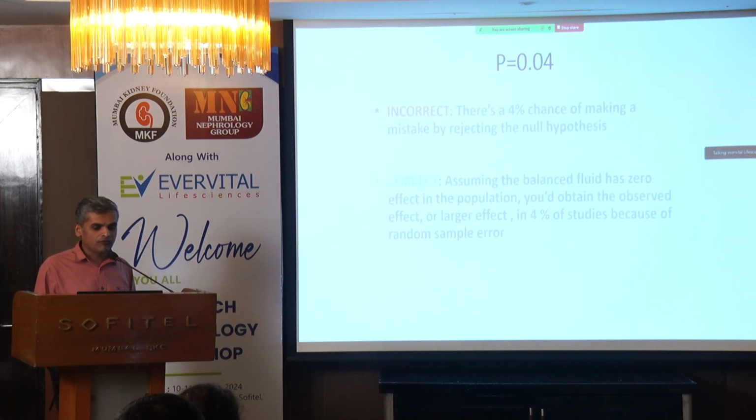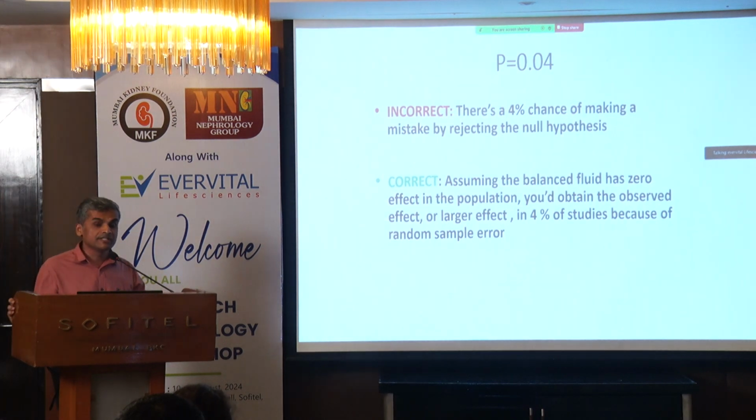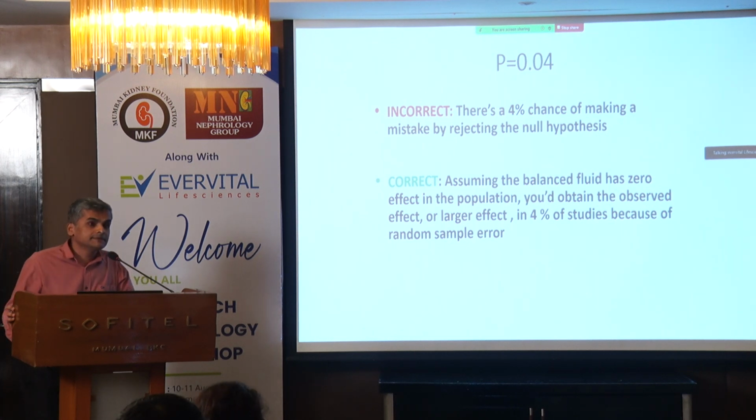So for 0.04, the incorrect interpretation is that there is a 4% chance of making a mistake by rejecting the null hypothesis. The correct interpretation is that assuming there is no difference at the population level, you would obtain the observed effect or a larger effect in 4% of the studies because of random sampling error. It is a little confusing, but bear with me for some time.